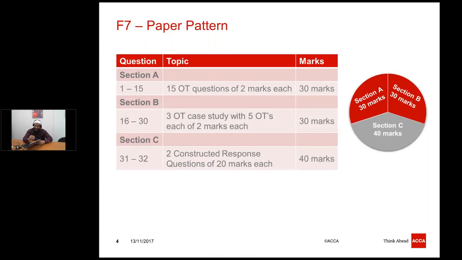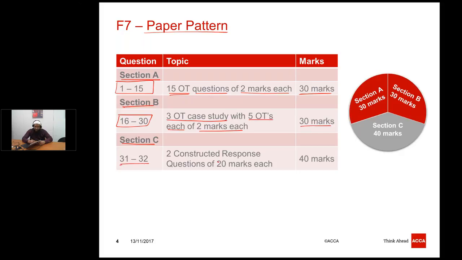Let's start with the basic F7 paper pattern, on how the paper is going to be structured. The paper will have three sections: section A, section B, section C. Section A will have question number 1 to question number 15, so there will be 15 OT questions of 2 marks each, which will make a total of 30 marks. Section B will be from the 16th question to the 30th question. So this will have 3 OT case studies with 5 OTs each, which means 15 OT questions again, but 3 cases, 15 questions, of 2 marks each. So that will again become 30 marks.